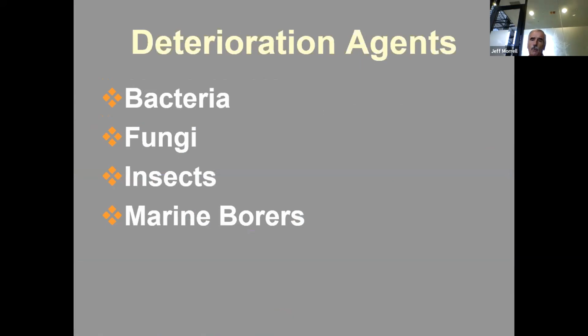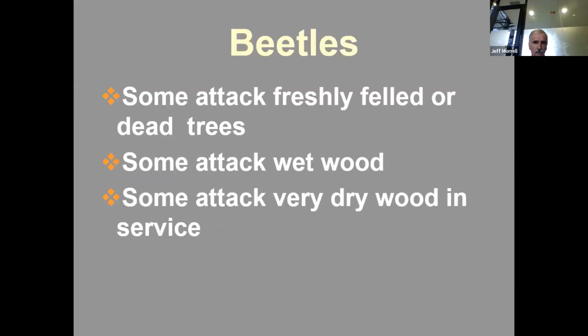In terms of what we worry about, we won't talk about bacteria, although they're always present, but they tend to be less of a concern. We worry about fungi, insects, and I'll mention marine borers briefly because you may be putting some coastal projects in. Beetles are probably not as important in products, but they become more important in freshly felled trees.